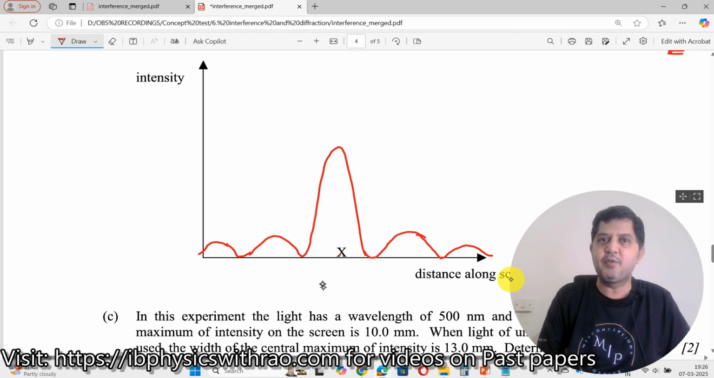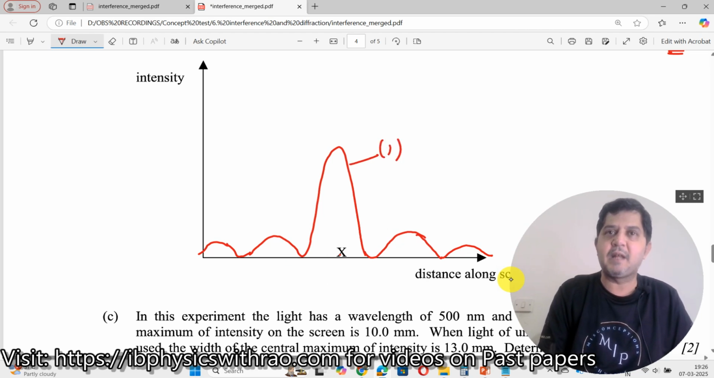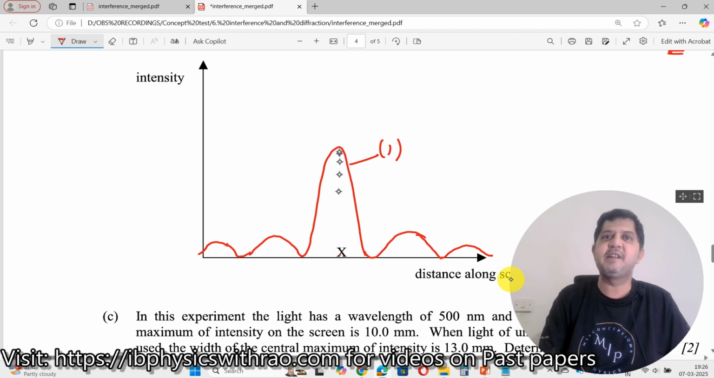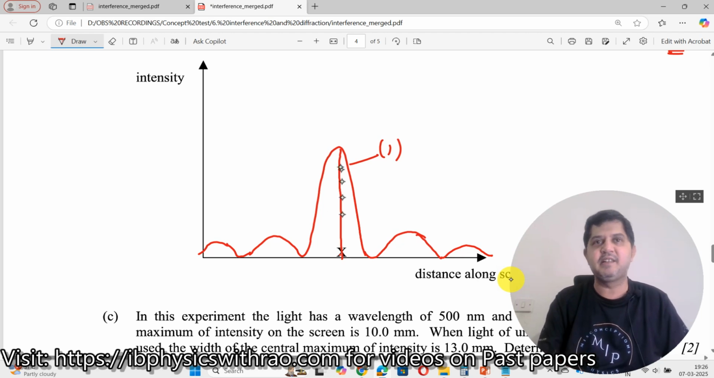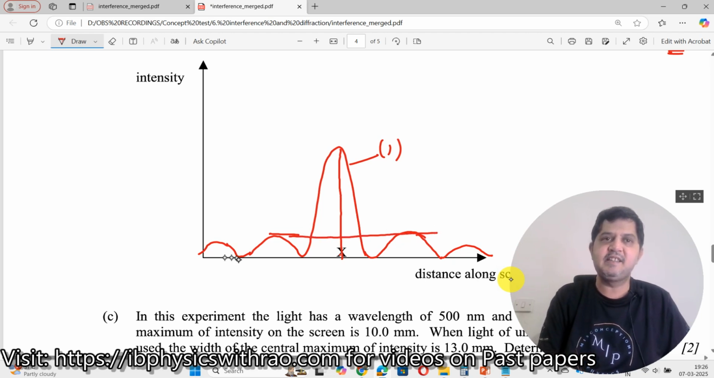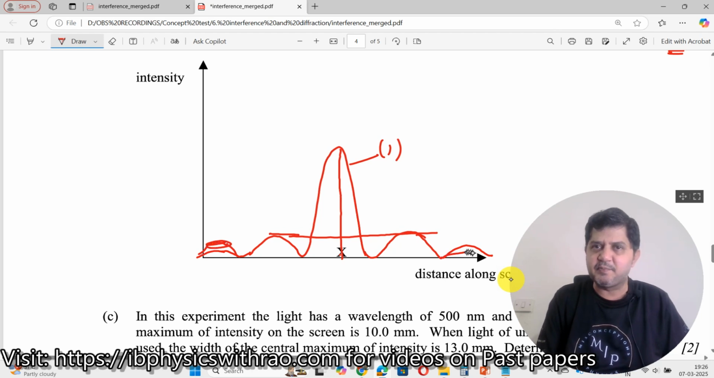See to it while you write it, this will carry you 1 mark, which tells you that the maxima is being seen here. At the point X, it should be exactly at this point. Maybe you can draw a line and then say it's exactly at this point. Secondly, the peaks of these two should be the same. And lastly, make this much smaller. Don't make it this much larger. Make this much smaller like this. This will carry 1 more mark.